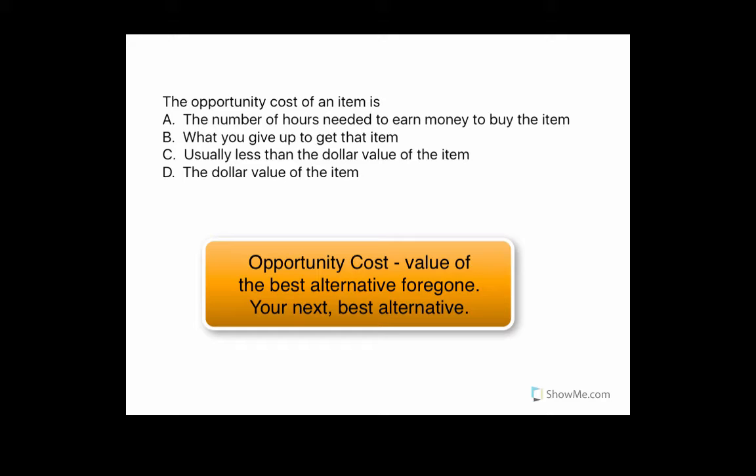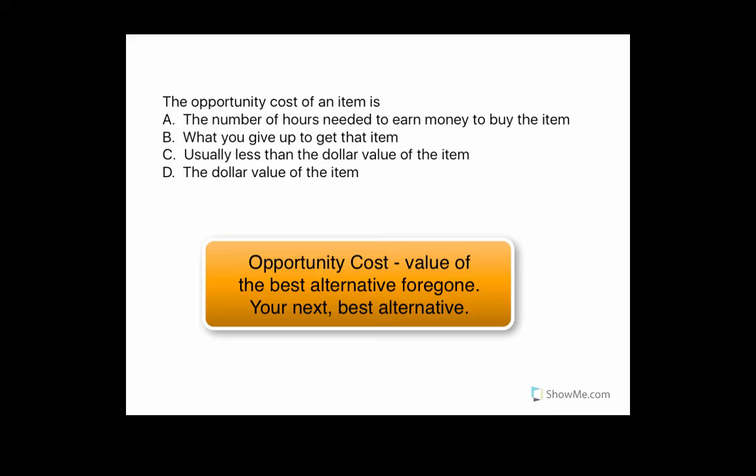So when we choose to make one good, we have to give up something else, or when we choose to buy one good, we choose to give up buying something else. So knowing that, let's go through these answers. A, the number of hours needed to earn money to buy the item. Okay, so that focuses more on how much we need to work to be able to afford it, but it doesn't discuss an opportunity cost. B, what you give up to get that item. Okay, well that seems pretty close to what we were defining earlier, so let's think about this one.